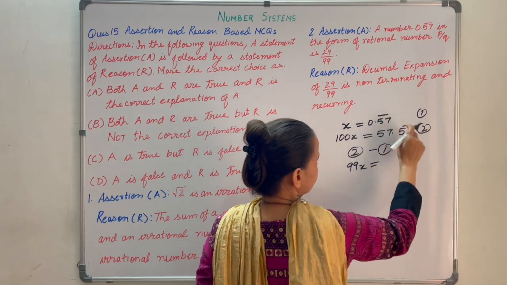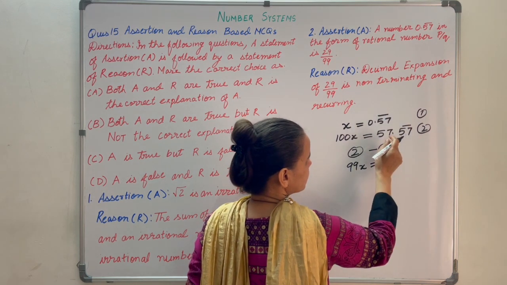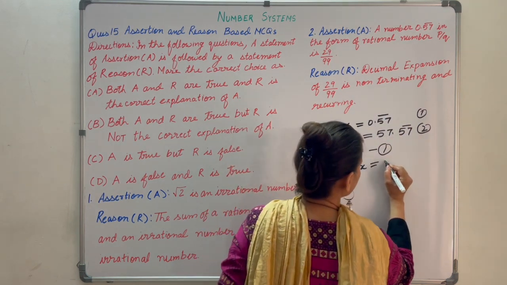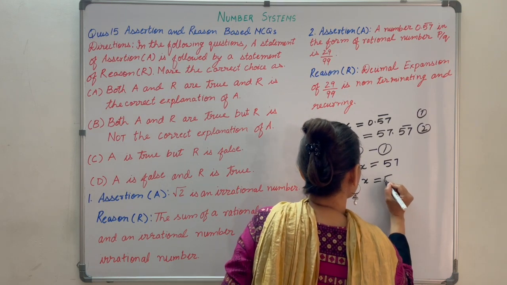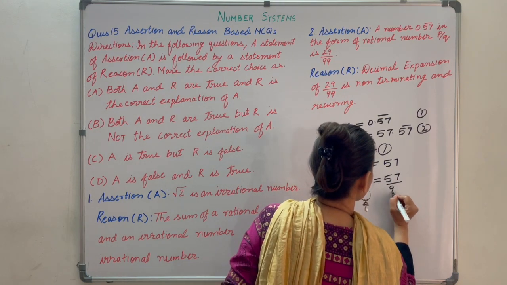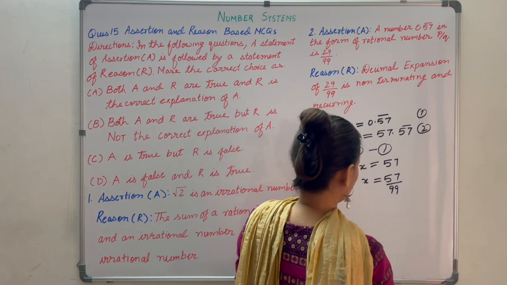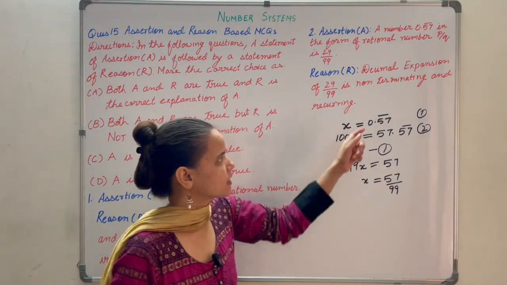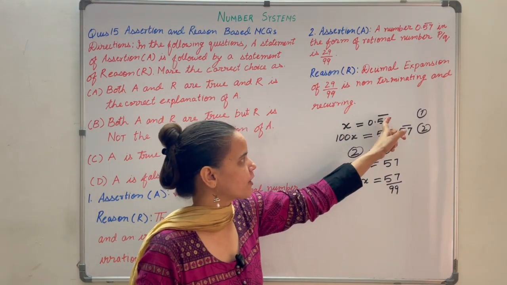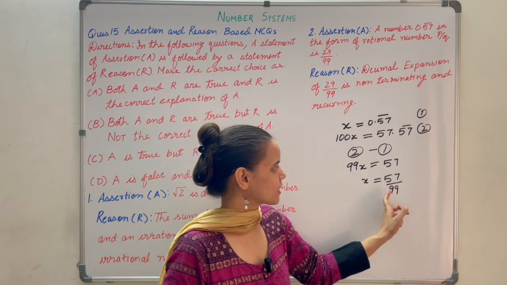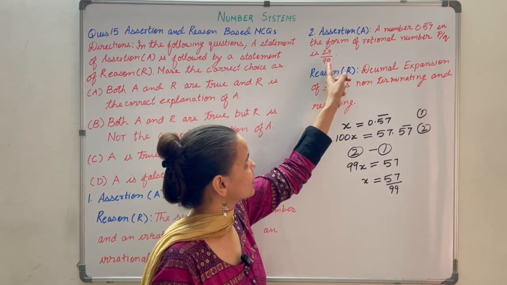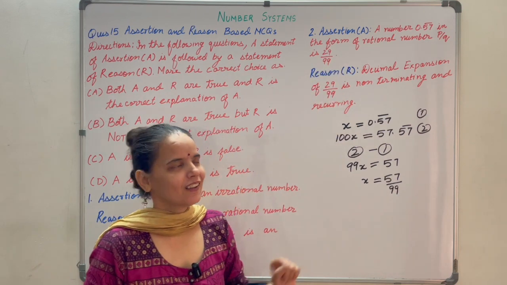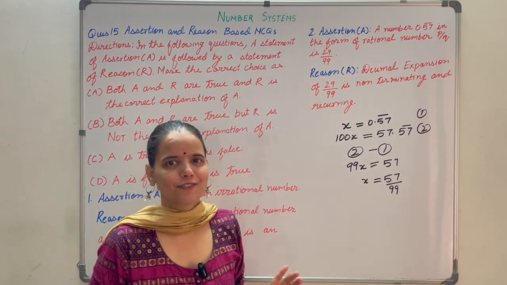And here the decimal part will be cancelled, so only 57 will be left. So x is equal to 57 upon 99. So the rational number for this decimal expansion 0.57 bar is 57 upon 99. And what is given over here? 29 upon 99. So this statement is false.